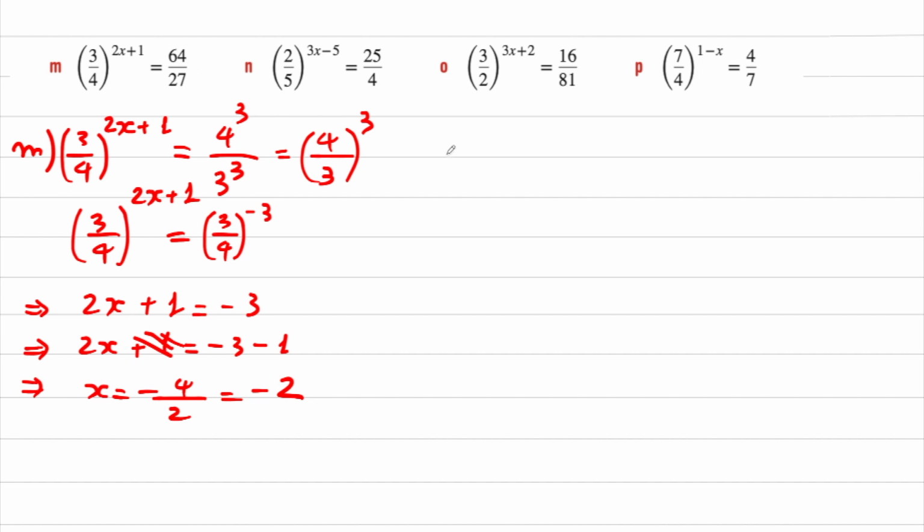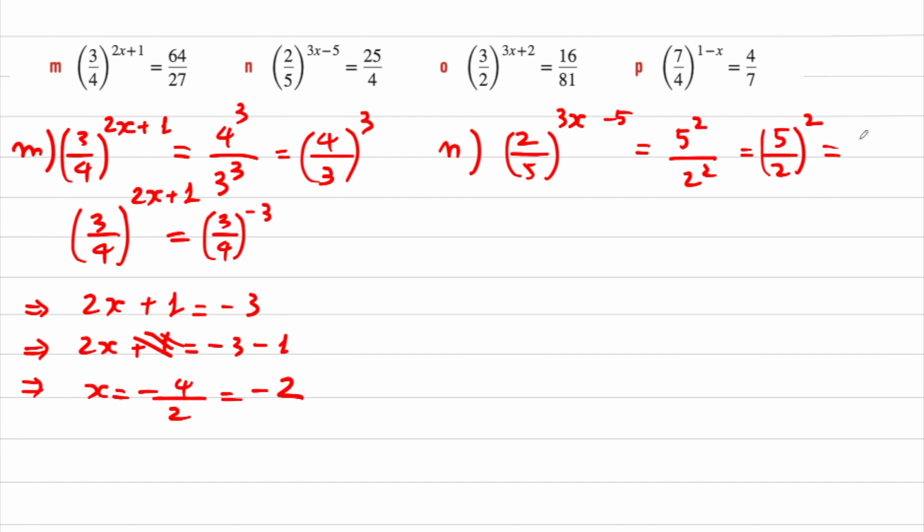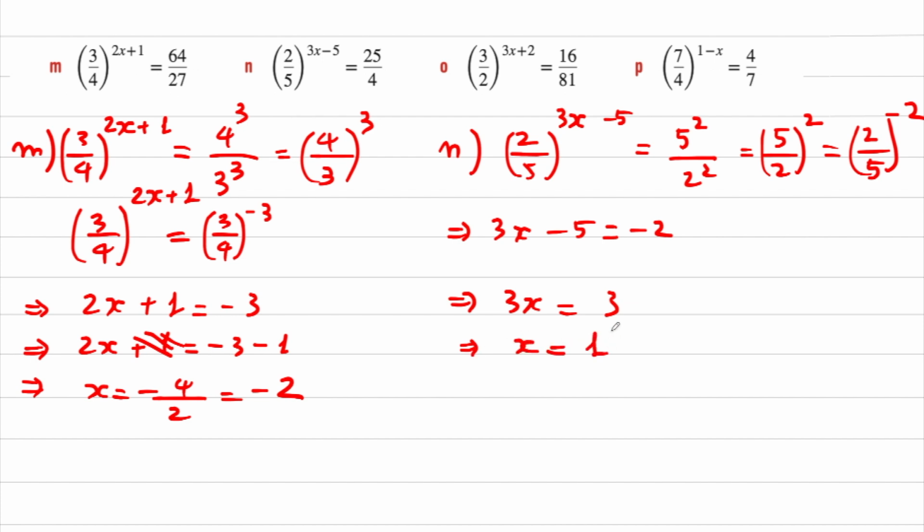That is question M. The next one is question N. 2 over 5 to the power 3h minus 5, and then 5 squared over 2 squared here, 5 over 2 squared, and then 2 over 5, you got minus 2 like this, and the power numbers have to be equal, minus 2 here. 3h equals 3, this means h equals 1 for question N.